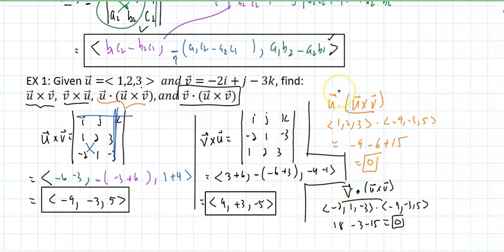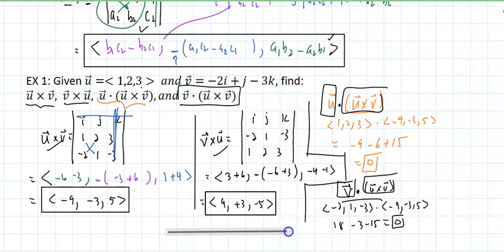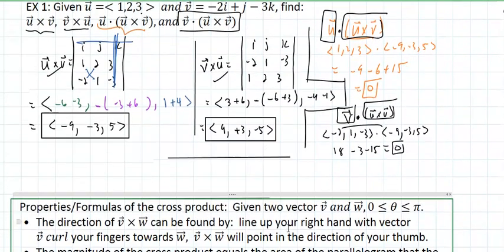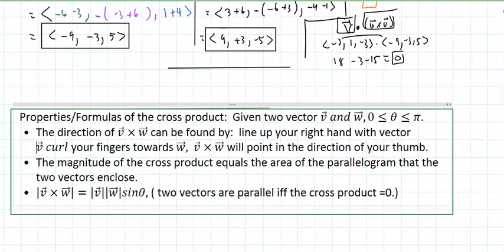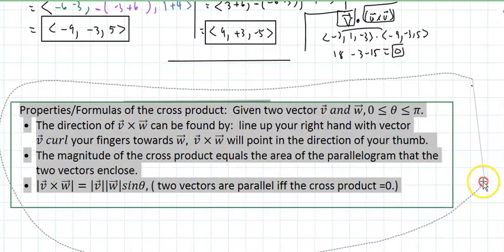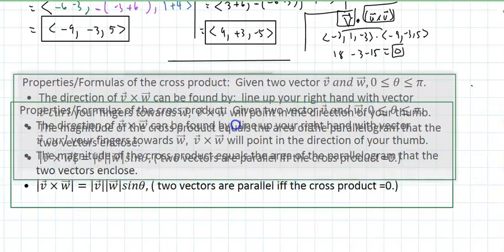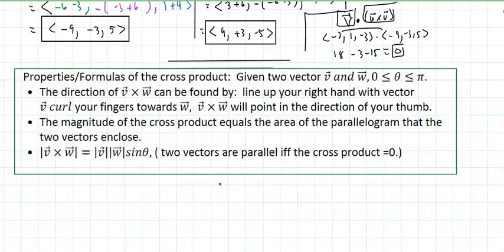That tells you that, given two vectors, if I found the cross product, then the cross product is perpendicular to both of those two vectors. So if I'm given two vectors and I want to find the cross product, which is a vector, it is perpendicular to both of those vectors.